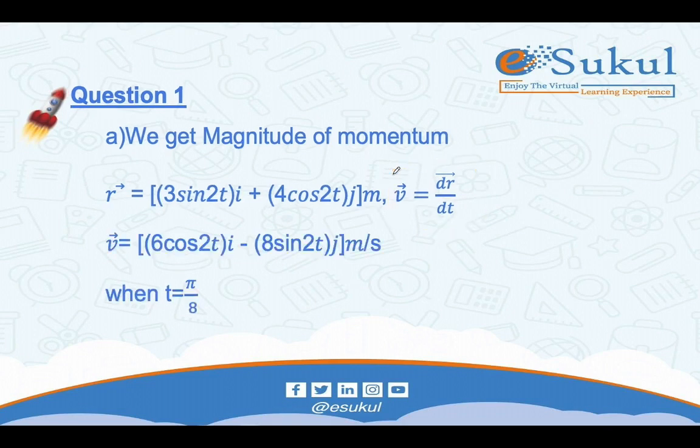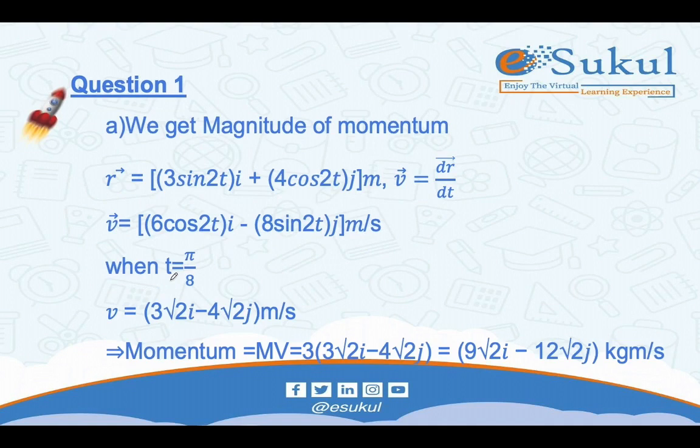As value, we have 6 cos 2t by basic differentiation, i minus 8 sin 2t j meters per second. So replacing t as pi on 8 in v, we have as value 3 root 2 i minus 4 root 2 j meters per second. Therefore, the momentum, which is mv, with the mass being 3, simplifies to 9 root 2 i minus 12 root 2 j kilogram meters per second.